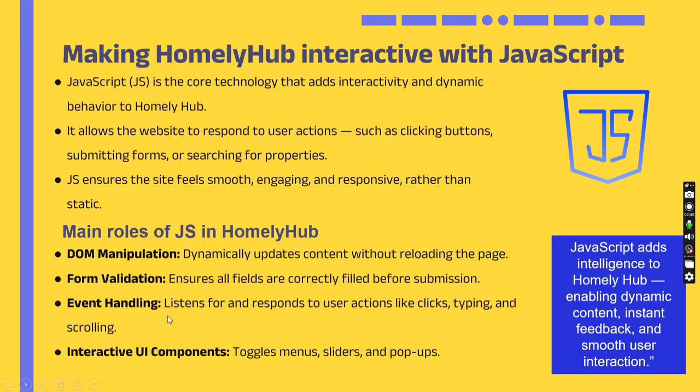Next, event handling. Event handling means listening for and responding to user actions like clicking, typing, scrolling, etc. Interactive UI components, like toggling, sliding, pop-ups, etc., are also handled by JavaScript in our project. So JavaScript adds intelligence to Homely Hub, enabling dynamic content, instant feedback, and smoother interaction.